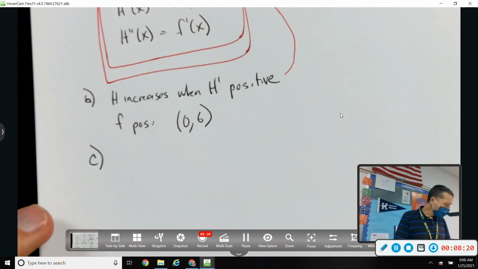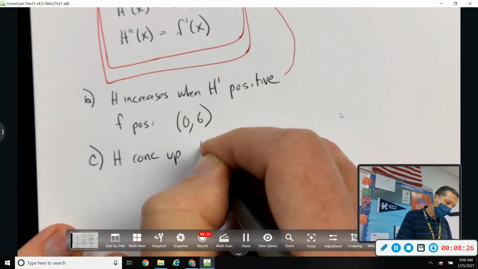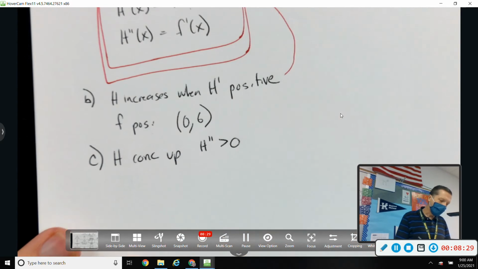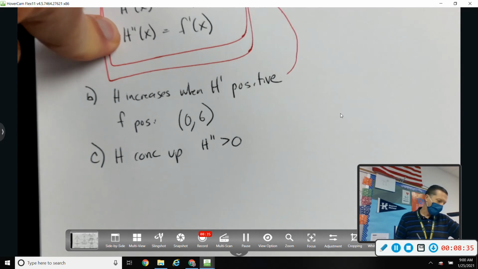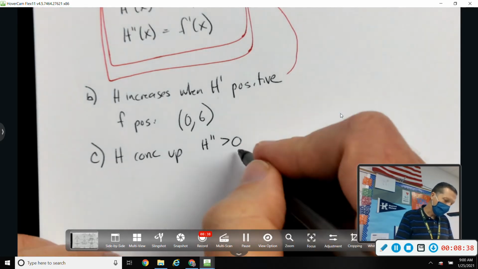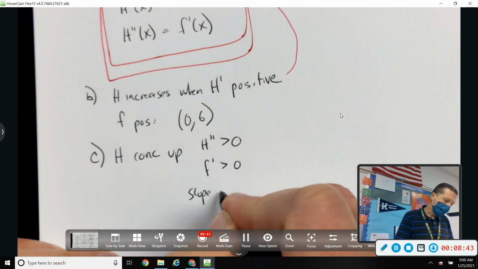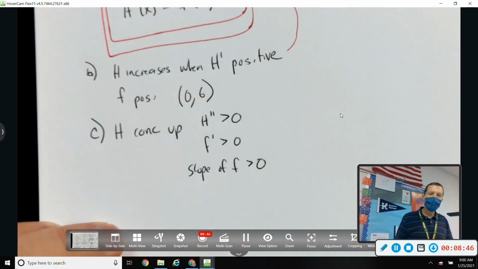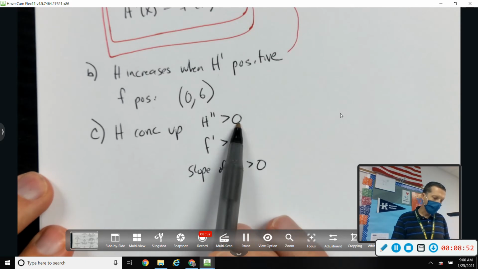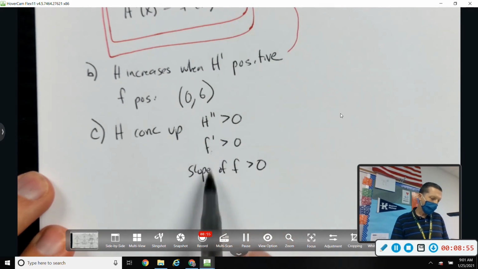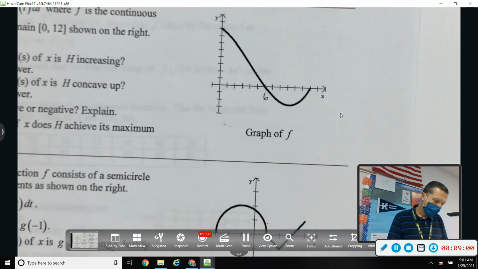Part C, on which intervals of x is h concave up? Well, h is concave up when h double prime is positive. h double prime is f prime. And I have a picture of f, so I think I'm good to answer the question now. If you really want to explain your own reasoning to yourself here, that's the thought process. h is concave up when h double prime is greater than 0. But h double prime is f prime, the slope of f. So now I'm just looking at where the slope of f is positive.